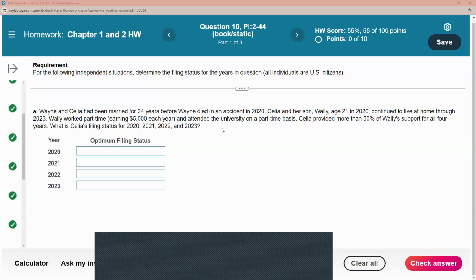So here in this case, we see that Wayne and Celia, they were married, right? But then Wayne passed away. So essentially what happens is that when an individual passes away, the couple, or the individual rather, is treated as married filing joint for the entire year. So in 2022, the tax status for Celia would be married filing joint.